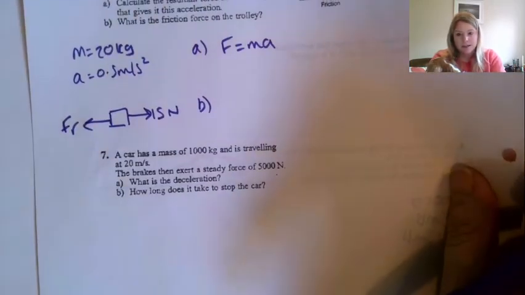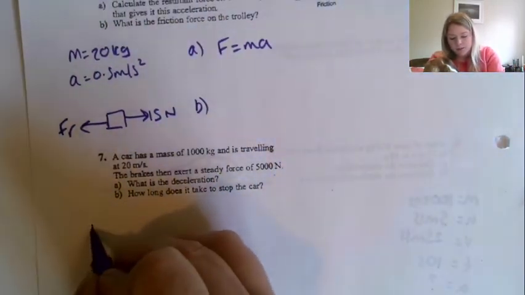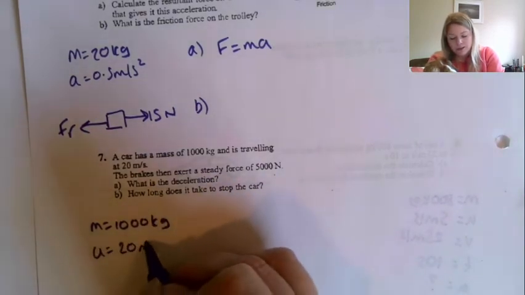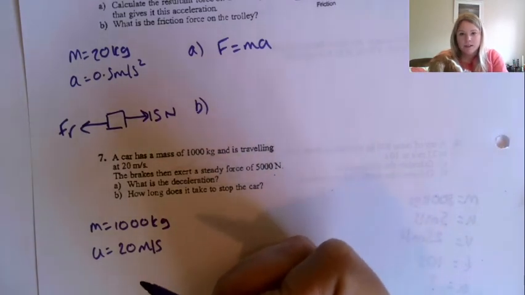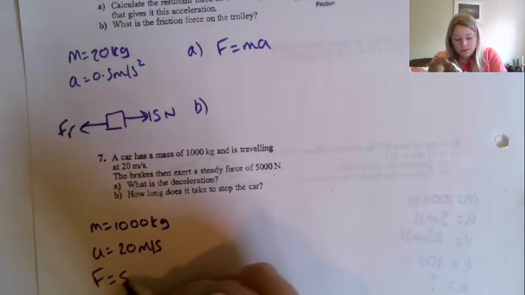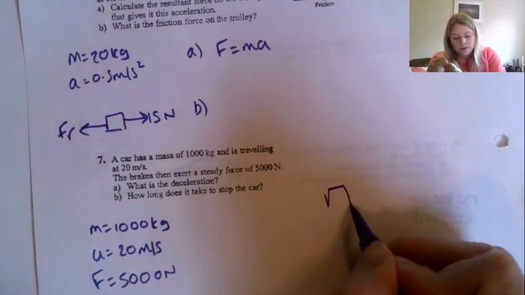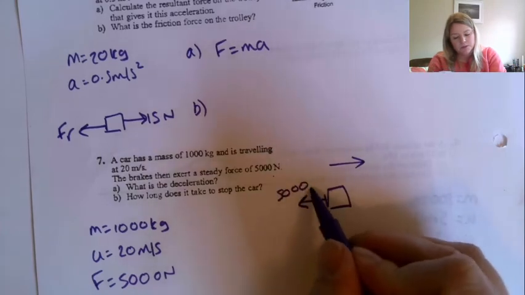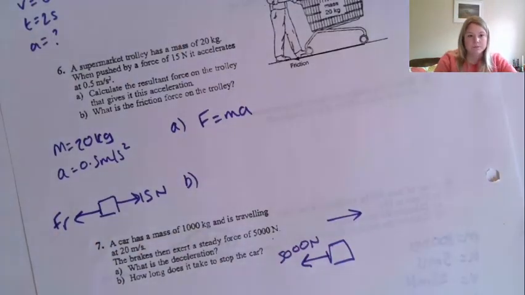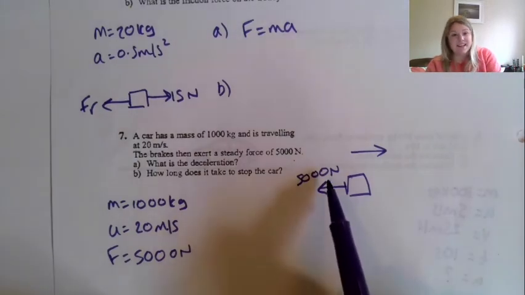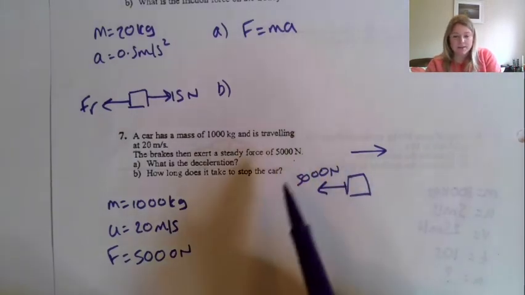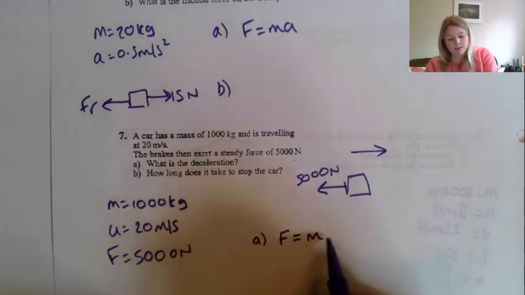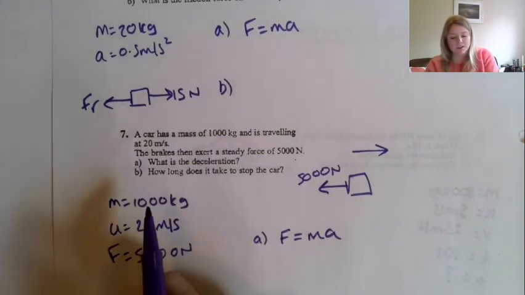Okay, and then 7, a car has a mass of 1,000 kilograms, travelling at 20 meters per second, so u is 20. The brakes then exert a steady force of 5,000 newtons. So here's our car, say it's going that way, the brakes are going to apply 5,000 newtons to the left. So this here, in this case, is the only force acting, the 5,000 newtons to the left. So for part A, to get the deceleration, you're just going to use F equals ma. The force is 5,000 and the mass is 1,000.